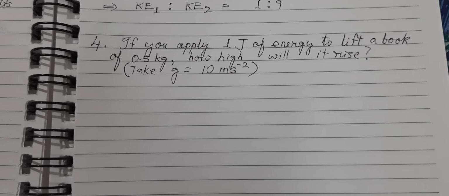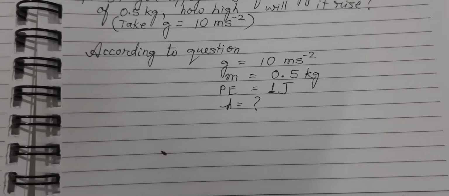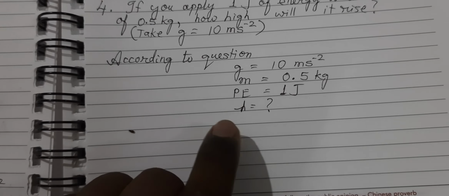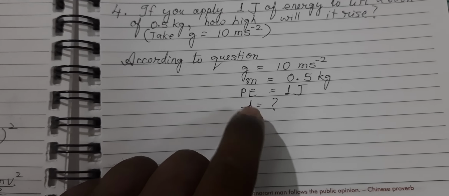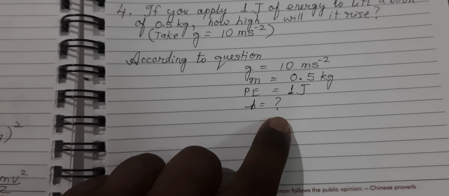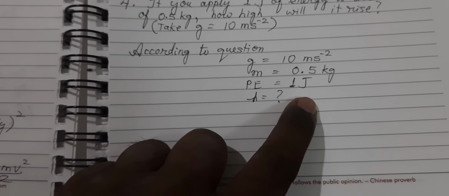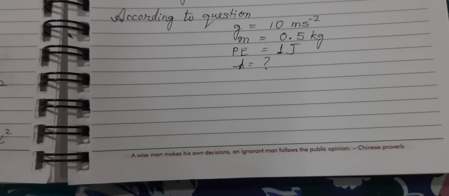So what is the data that is given to us? Let us write that first. According to the question, g value we have to take as 10 meters per second square. Mass, or m in short, is 0.5 kg. The potential energy is 1 joule, and what we have to calculate is height. Since potential energy is given to us, we will use the formula of potential energy, put in the values and get the value of h, or height.